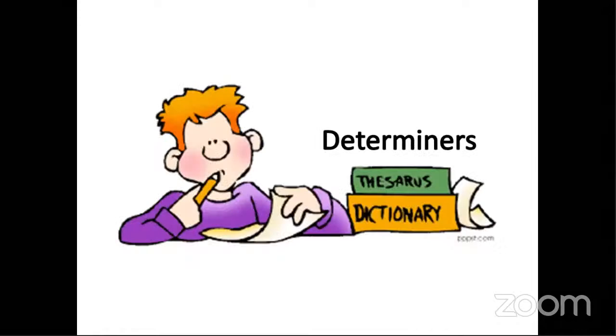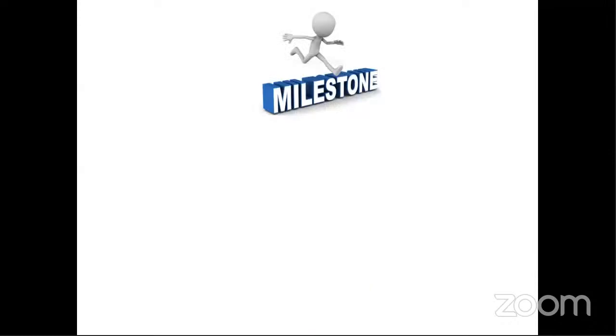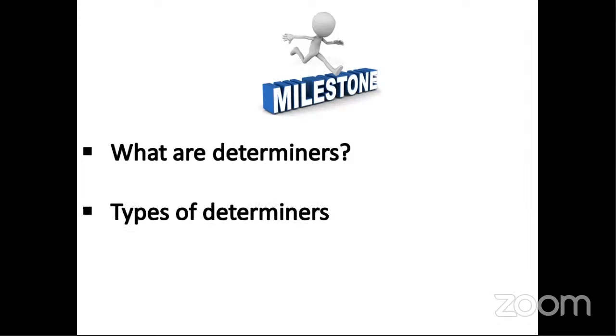Determiners. That is what we will be discussing today. And my objective for this session is to enable you to classify or quantify a noun with the usage of correct determiners. And as always, we will have a few milestones to meet in order to achieve this objective. So our milestones for the day are, we will first discuss what are determiners. Then we will look into the types of determiners. And finally, we will see the usage of some of the multiple determiners. So this is what I have lined up for you all today.